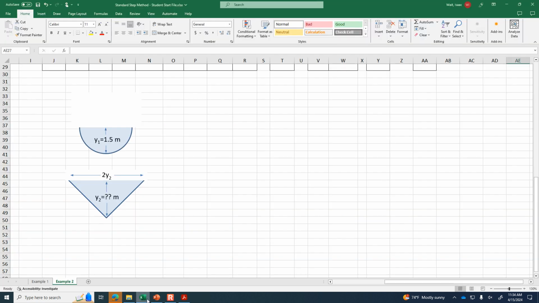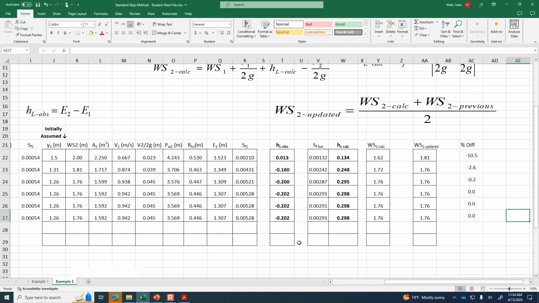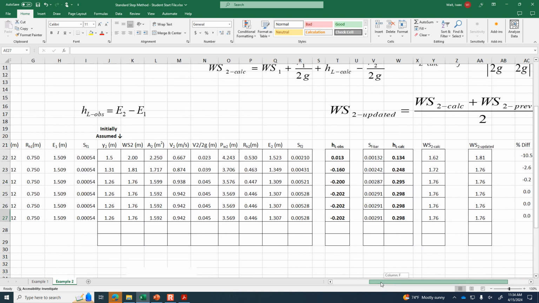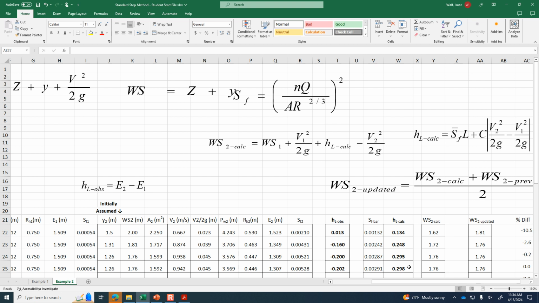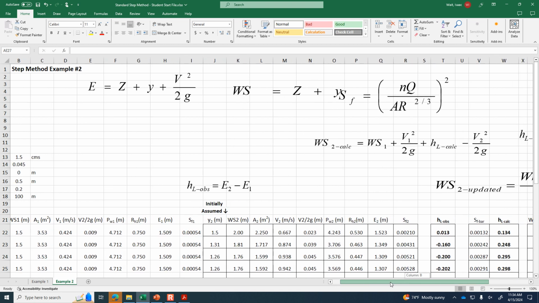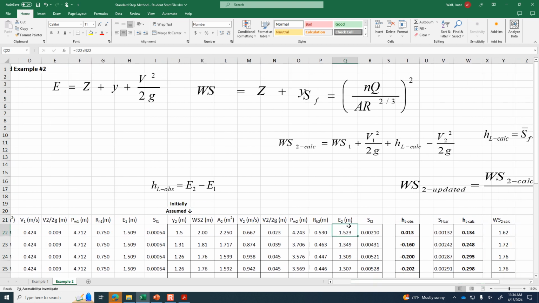Yeah? For the Excel, on the second energy, don't you have to also include the Z value for elevation for E2? No, I think the specific energy is just the energy above the bottom of the channel.